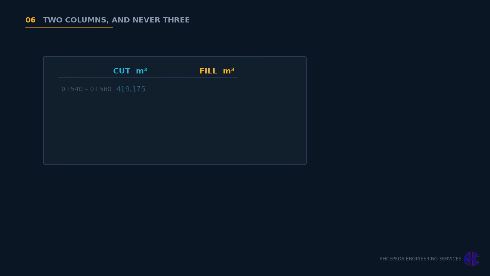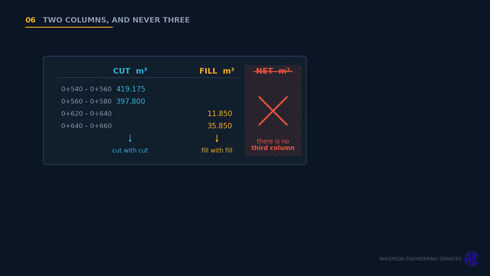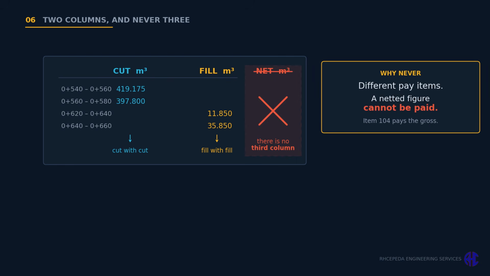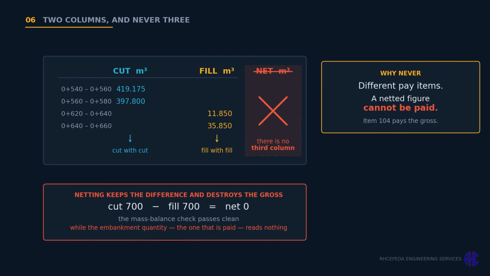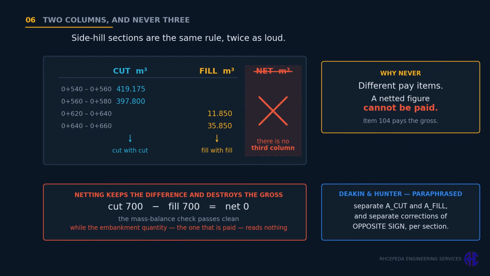The earthworks sheet has two columns, cut and fill. Cut averages with cut, fill with fill. Never crossed, never netted, no third column, different pay items, and a netted figure cannot be paid. Netting keeps the difference and destroys the gross. Side hill sections are the same rule, twice as loud.